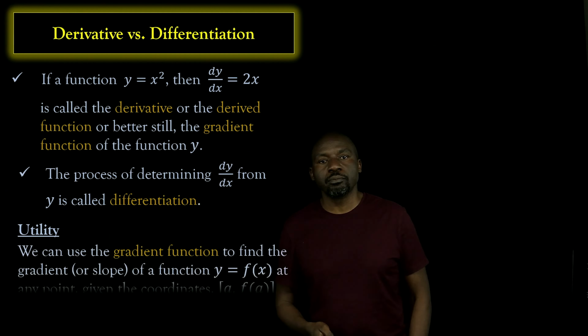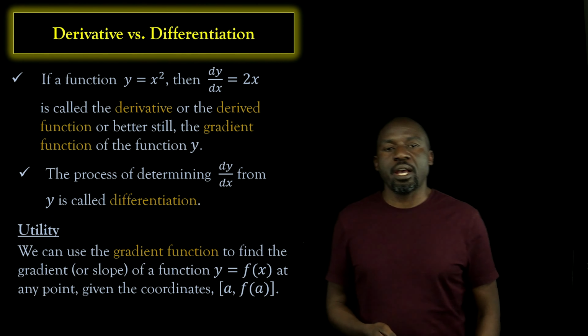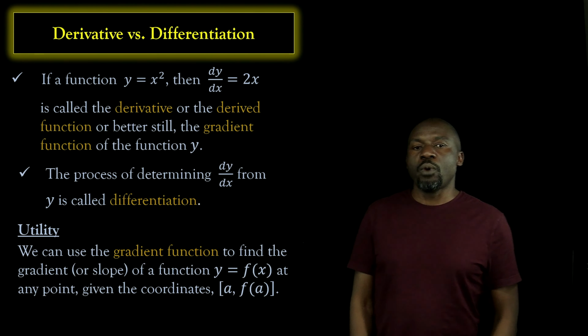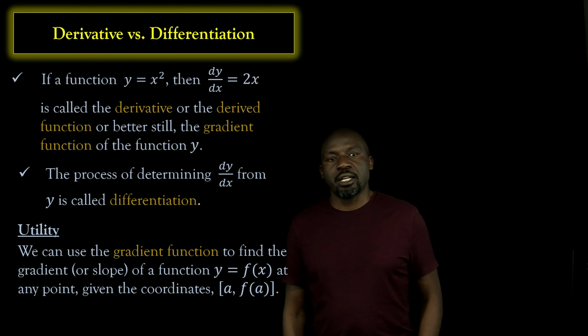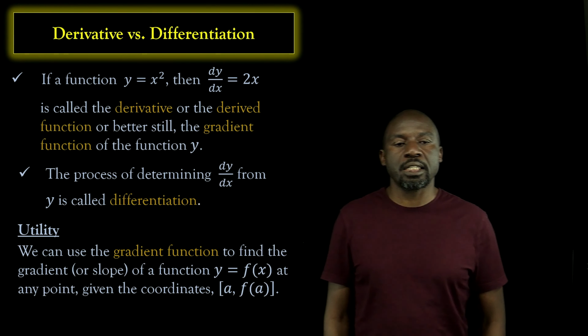Okay? In utility, that is, why do we need to know this? Well, as I've just said, the gradient function can be used to determine the gradient of a line at any point.